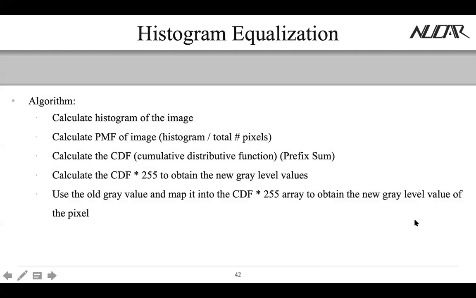So the algorithm is, first you need to calculate the histogram of the image, then you need to calculate the PMF of the image. I'm not sure what the full form is, but it's basically the histogram divided by the total number of pixels. And then you calculate the cumulative distribution function, which can be thought of as a prefix sum that we covered last class. Then you multiply the CDF by 255 to obtain the new gray level values, and then use the old gray value to map into this array to obtain a new value. Ideally, you're trying to normalize the histogram and then equalize it across the entire image so that you obtain a much smoother image. So this is how the algorithm looks.